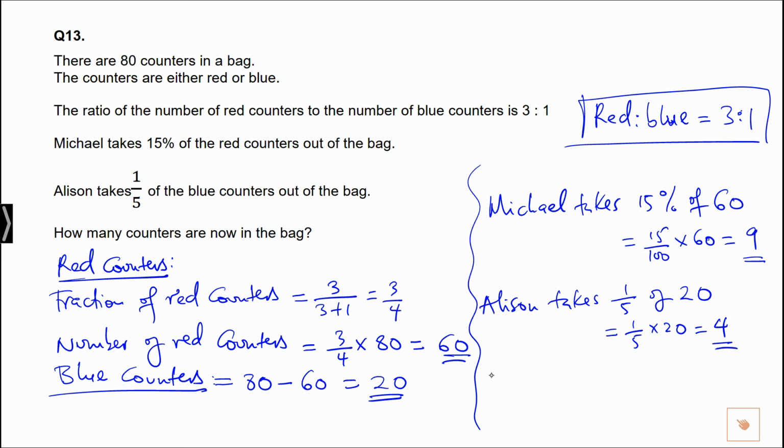So what is left will be equal to the total number of counters minus 9 minus 4, because these are basically the counters that have been taken by Michael and Allison. So the remaining number of counters will be 67.